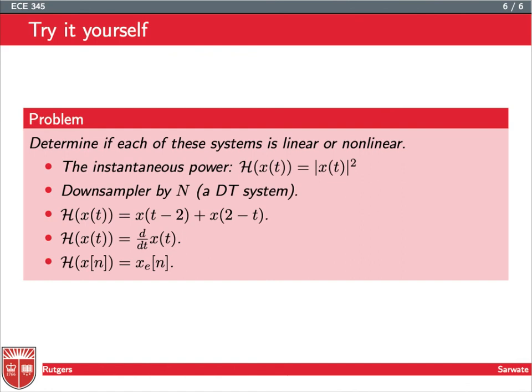So try it out yourself. You want to determine if each of these systems is linear or nonlinear: the instantaneous power, the downsampler, the system x of t minus 2 plus x of 2 minus t, the derivative system, and the system which outputs the even part of the signal. Try each of these and see if you can show whether they're linear or nonlinear. That'll help you get a feel for how this property works and get a good guess, given a new system, whether it's linear or nonlinear.